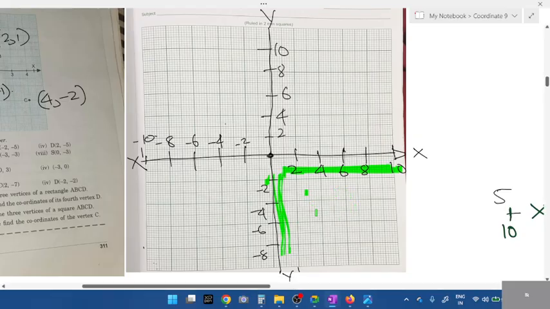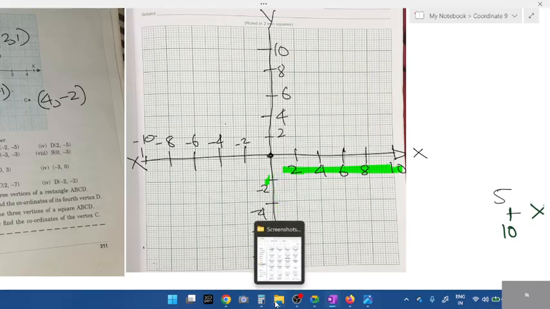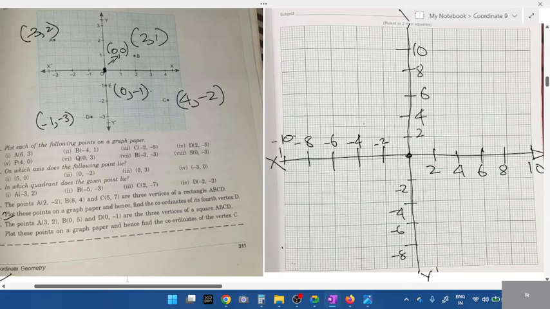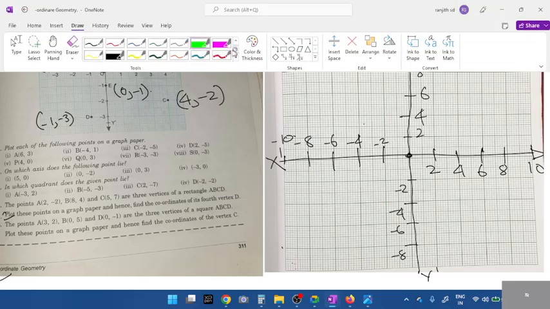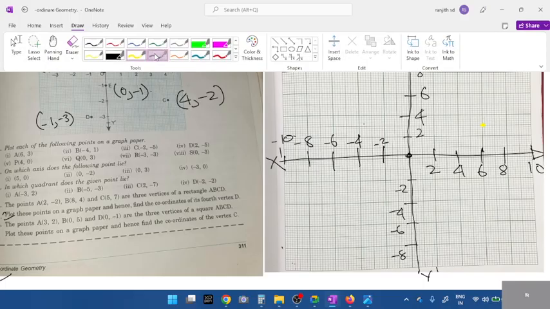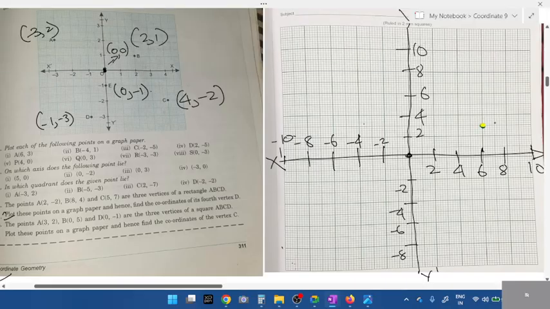Okay, now first point. What are the points given? 6 comma 3. Okay, tell me the first one, student. 6 comma 3. Where is 6 comma 3? In which quadrant? First quadrant, right? I'll name it as A, student. Just A. Next. And in the exam, after plotting, write the answer.